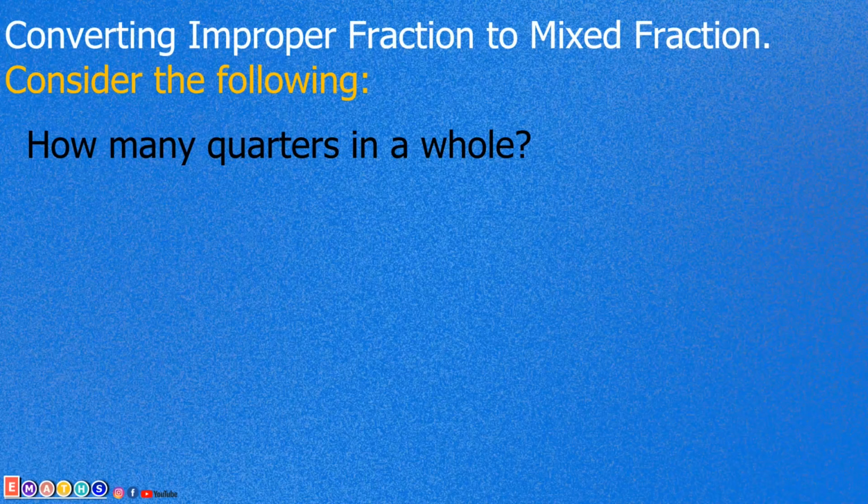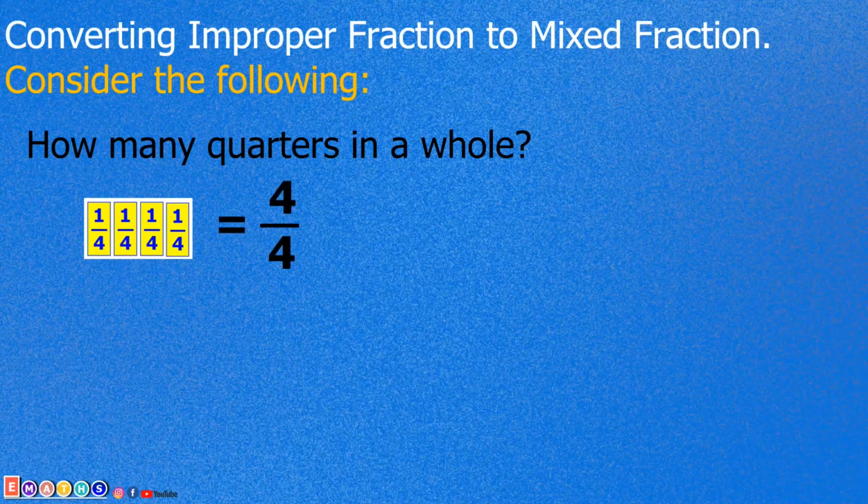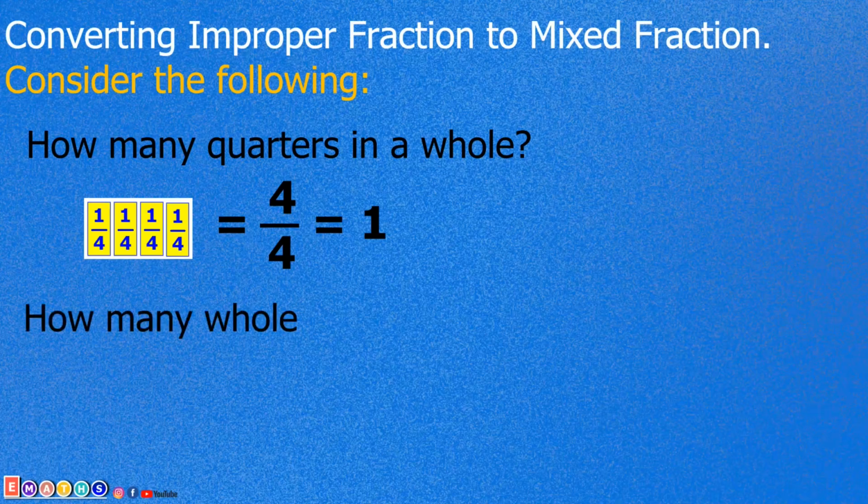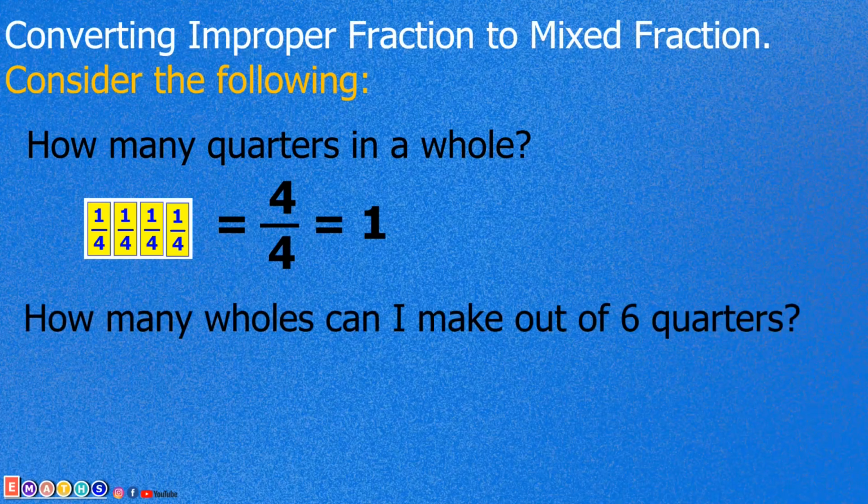How many quarters in a whole? 1 quarter, 2 quarters, 3 quarters, 4 quarters. We know there are 4 quarters in 1 whole. 4 quarters makes up 1 whole. Since we understand this, let's try to figure out the following example.